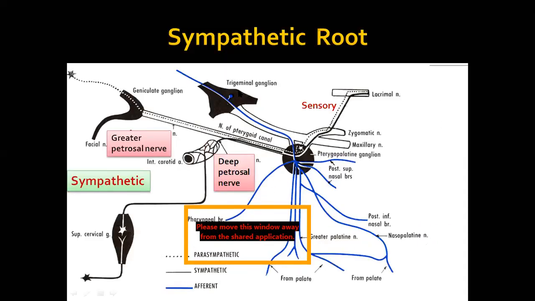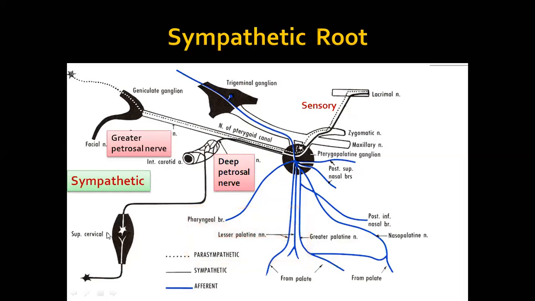First understand this picture. This is the geniculate ganglion of the facial nerve. So this is the parasympathetic route. This is the pterygopalatine ganglion. And here, for the lacrimal nerve, it goes and supplies the lacrimal gland.